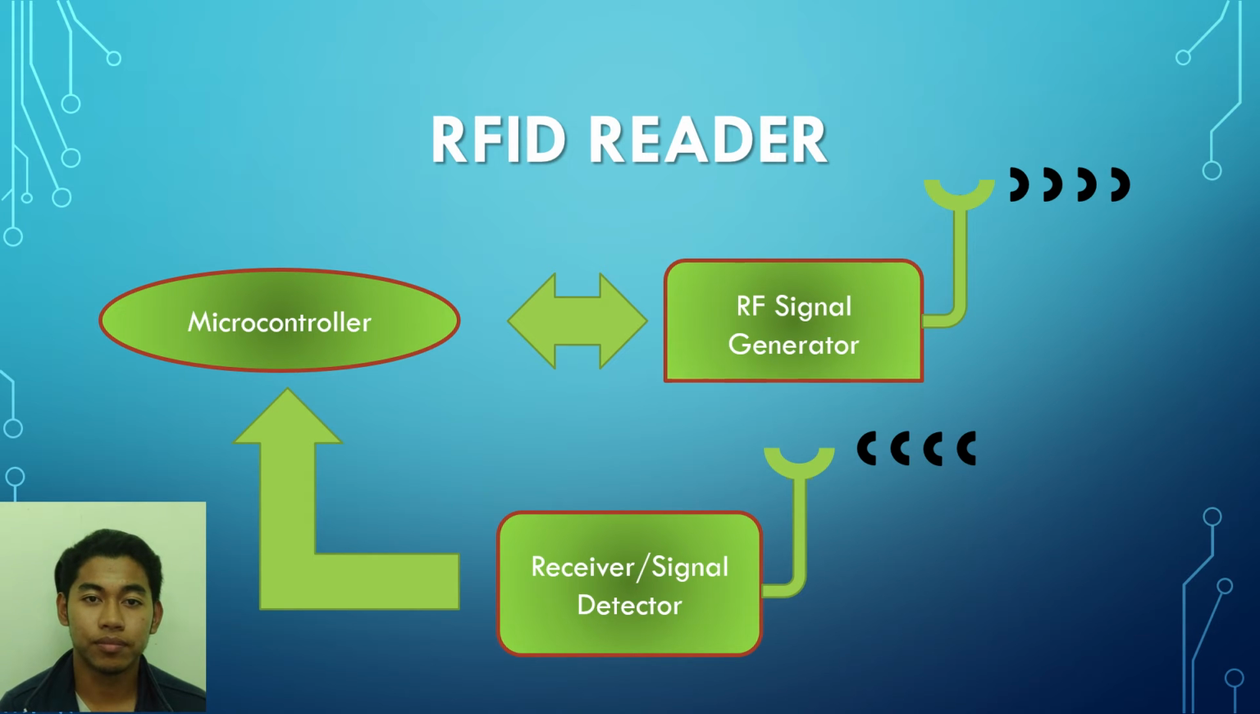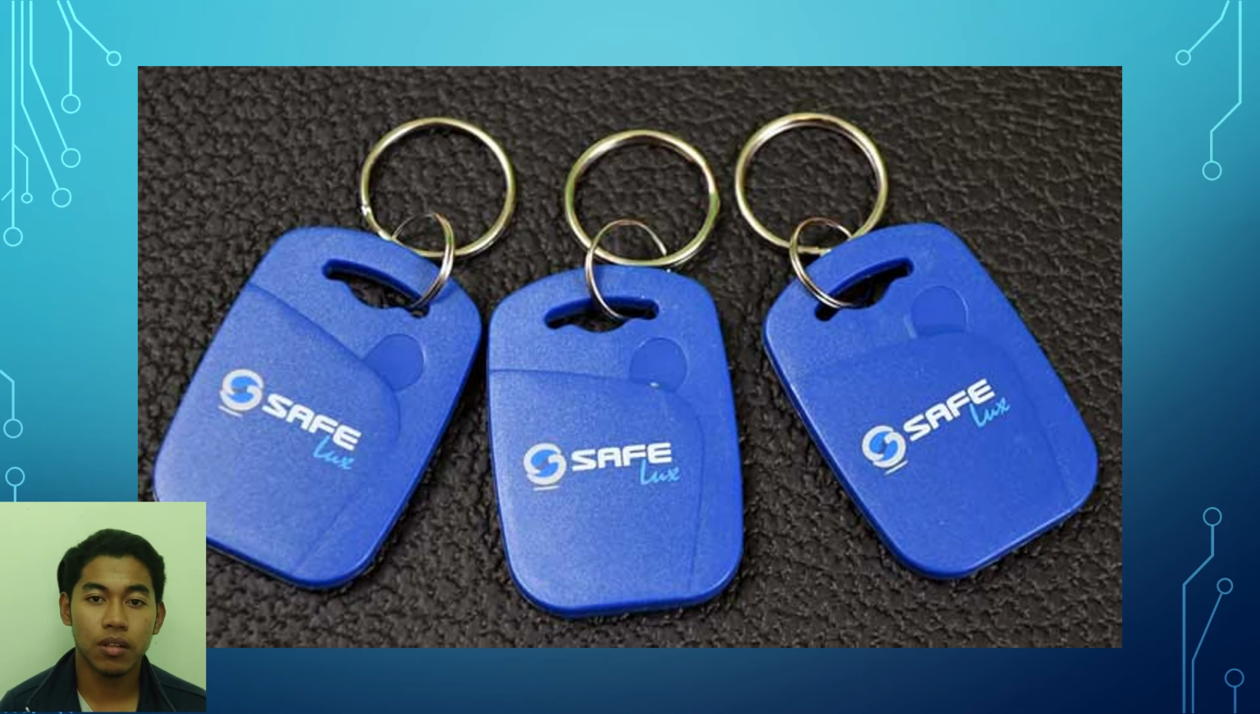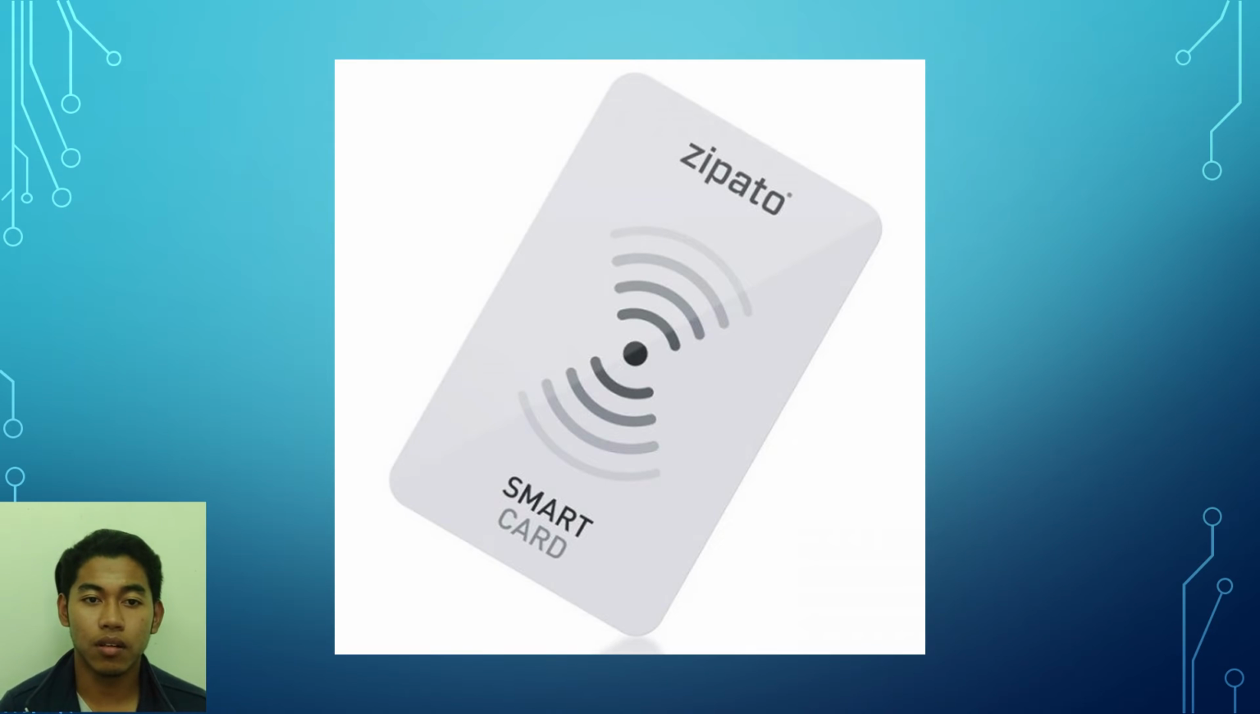Next, let's see about the RFID tags. Most of the tags being used today are passive tags because they are quite cheaper compared to active tags. They also do not require any power source, so they are quite compact. They also come in many forms. It could be the size of a keychain, or the size of a credit card, or maybe it could be in the form of a label.